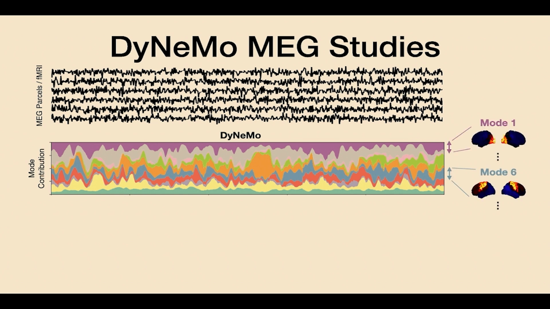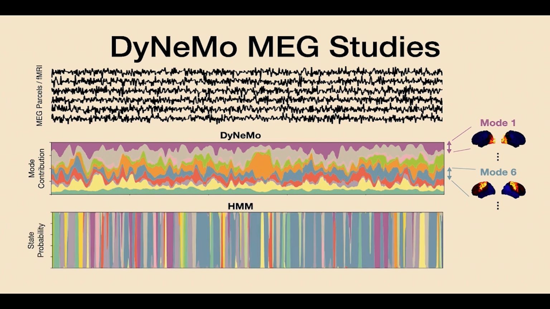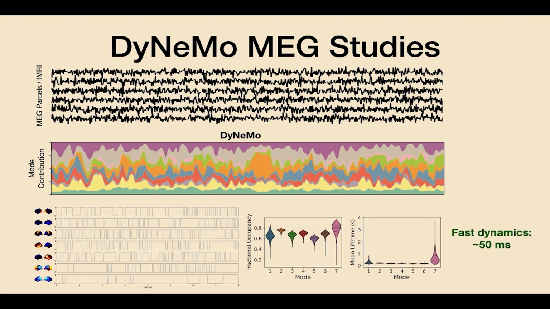So each of the colors represents a mode, which is a network. And then the width indicates how much it is contributing to the instantaneous covariance at each time point. Comparing this to the HMM fitted on the same data, we see this is a very complementary description of the data. However, if you did binarize these mode time courses, you could calculate the same summary statistics of dynamics that you would for the HMM, and we still see fast states or fast dynamics or fluctuations in this latent description.